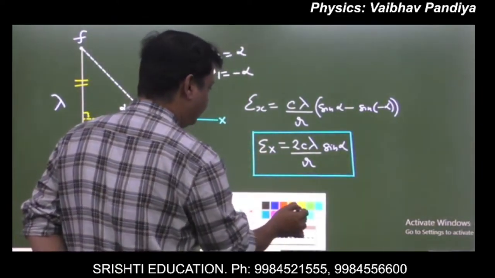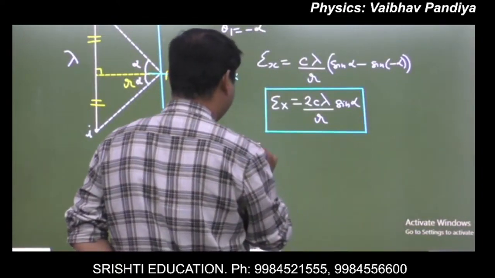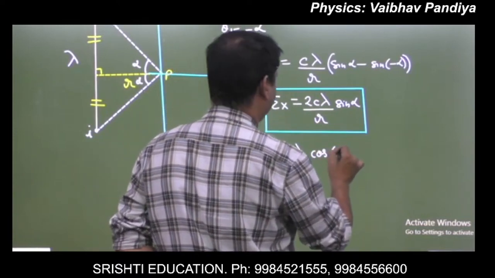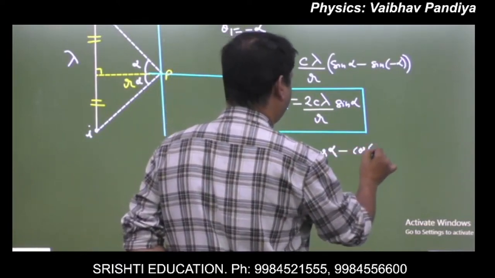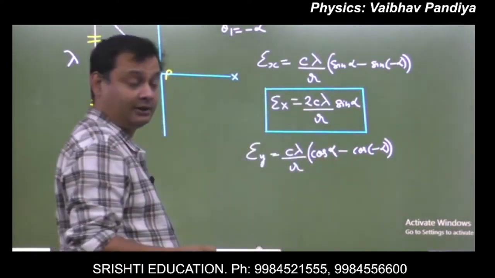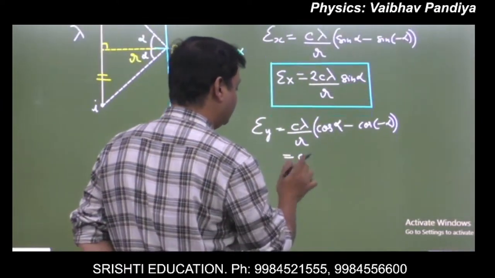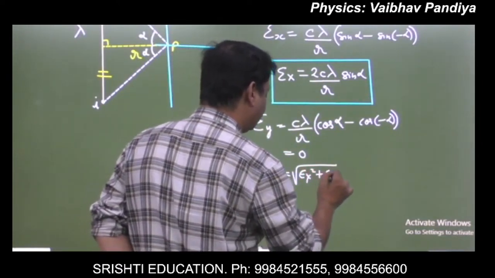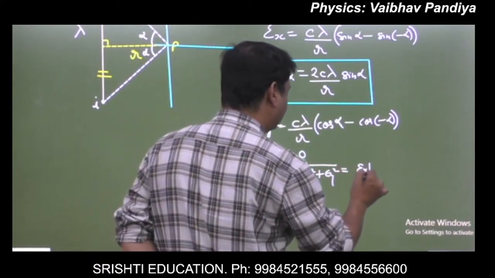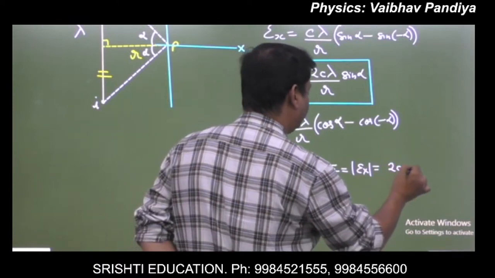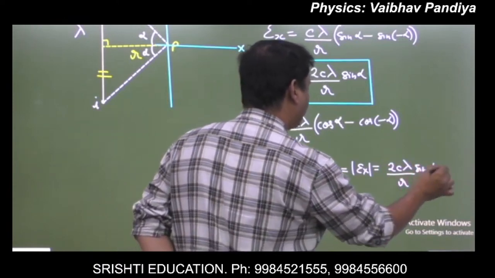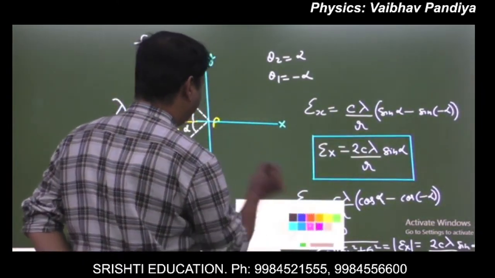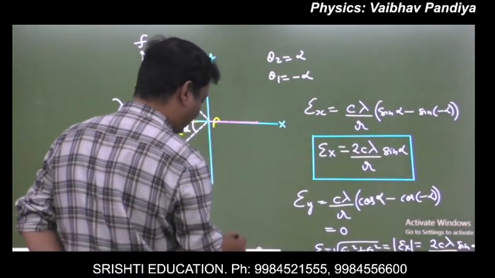Now what will be Ey? Ey will be C lambda by r, cos of theta 2, that is cos of alpha, minus cos of minus alpha, and cos of minus alpha will again be cos alpha. So Ey will come to be 0. And E will be the square root of Ex squared plus Ey squared, so E will simply be Ex. So the magnitude of the electric field will be 2C lambda by r sine alpha. And it will be along the x-axis, that is, perpendicular to the rod, something like this.